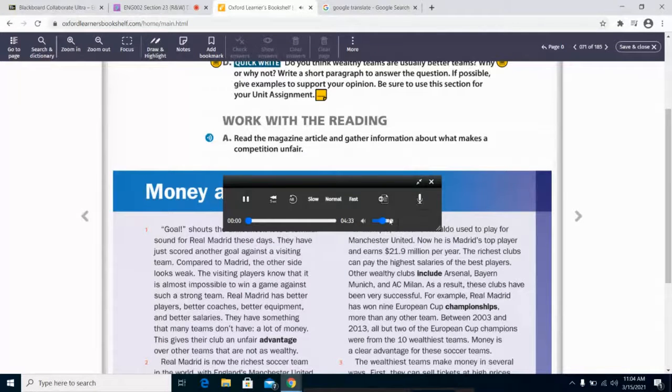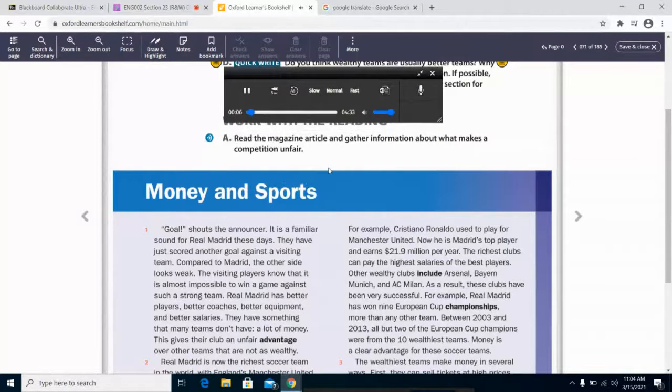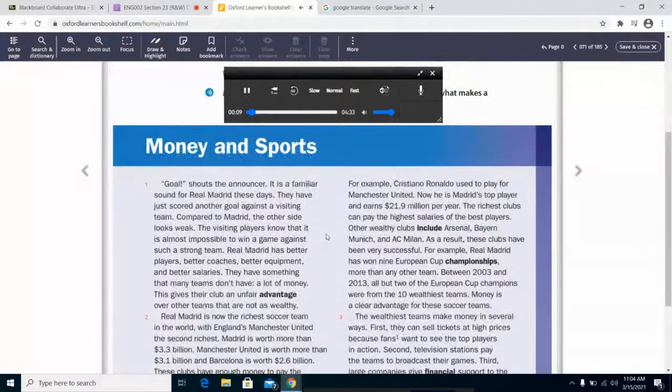Unit 4, Reading 1. Money and Sports. Goal! shouts the announcer. It is a familiar sound for Real Madrid these days. They have just scored another goal against a visiting team. Compared to Madrid, the other side looks weak. The visiting players know that it is almost impossible to win a game against such a strong team. Real Madrid has better players, better coaches, better equipment, and better salaries. They have something that many teams don't have: a lot of money. This gives their club an unfair advantage over other teams that are not as wealthy.